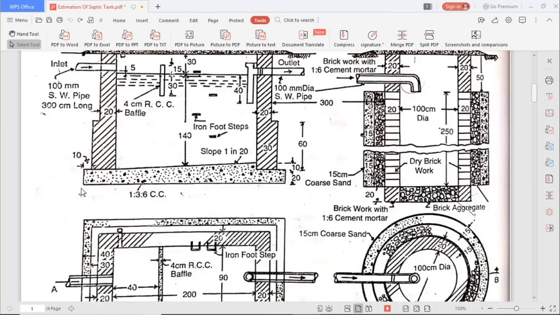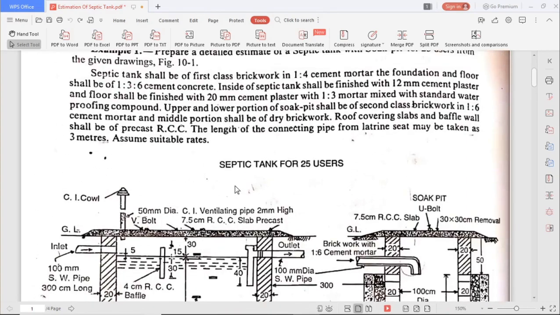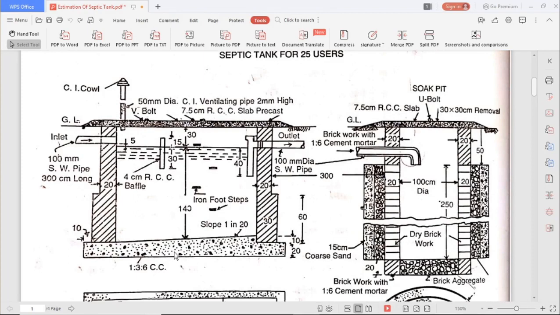And this is the foundation. They have given a cement concrete CC bed, 1:3:6. It has a slope of 1 in 20. Because of this slope, some variation will be there. I will tell you while solving the problem. Okay, the baffle wall is there, and this is the precast slab. This is the wall of 30 centimeter thickness. This is the wall of 20 centimeter thickness.